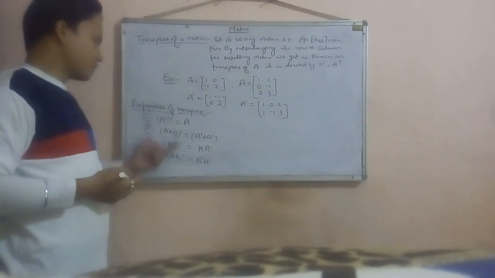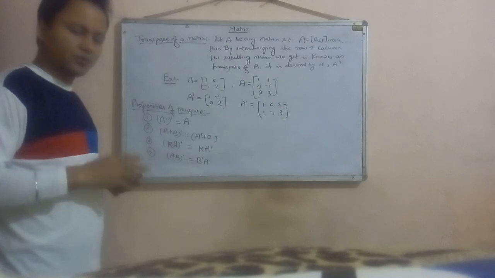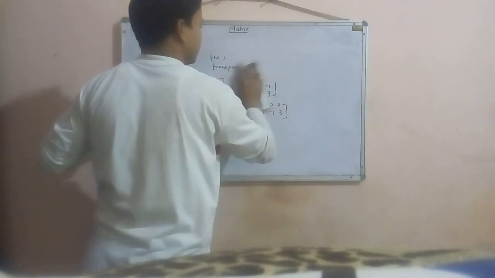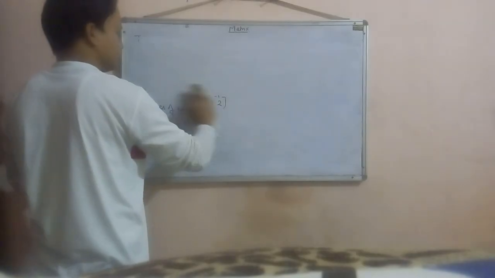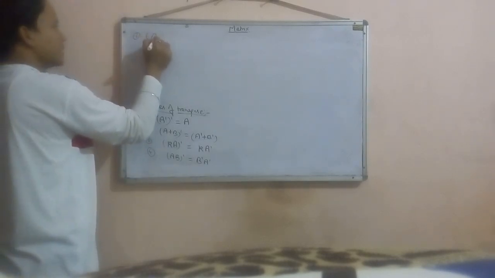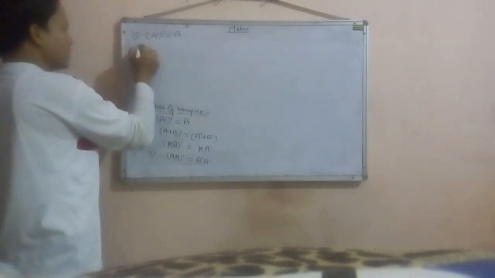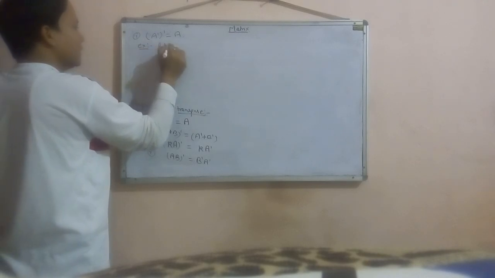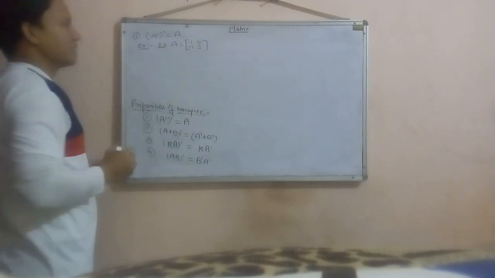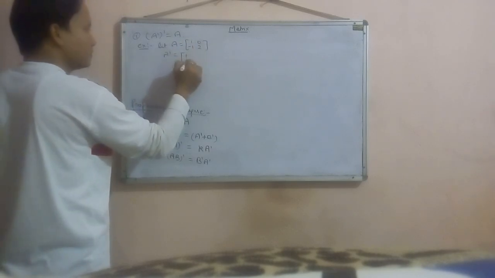So these are the four properties of transpose, and we can easily verify these properties with the help of any example. So let us do that. The first property is A transpose whole transpose always be equal to A. To prove this, let us take an example. Let A be any square matrix. So what will be the transpose of A? The transpose of A will be row becomes column.